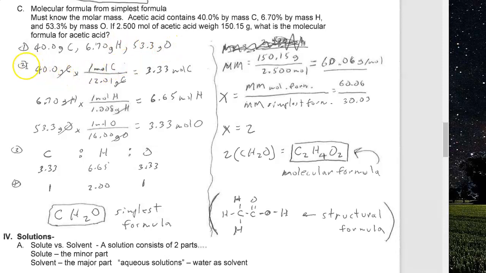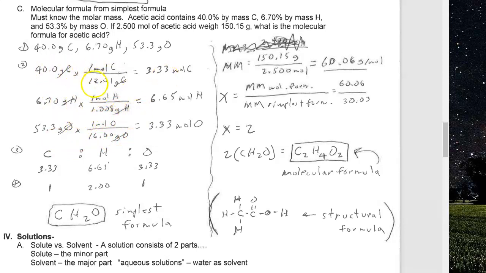All right. Then what do we do? Well, we convert those to moles. So here's my 40 grams, my 6.7, and my 53.3 grams of oxygen. 1 mole of carbon weighs 12.01 grams, from the atomic mass on the periodic table. Grams on the bottom here, so they cancel, and we're left with moles. 1 mole of hydrogen is 1.008 grams, and 1 mole of oxygen is 16. Grams cancel, grams cancel. So what am I left with?